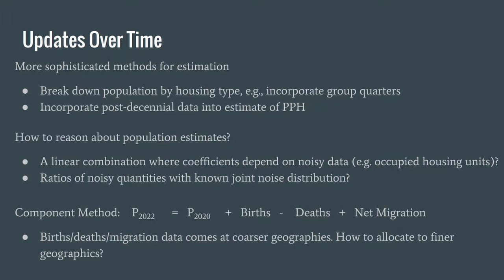Again, the data requirements for doing this are quite high. And again, this goes into the other issue of small geographies, right? The birth and death and migration data often comes at a higher geographic level of granularity than the thing that you're actually interested in. So it becomes a challenge to figure out how to allocate those updates down to lower levels of geography, and then estimate the uncertainty at the lower levels.